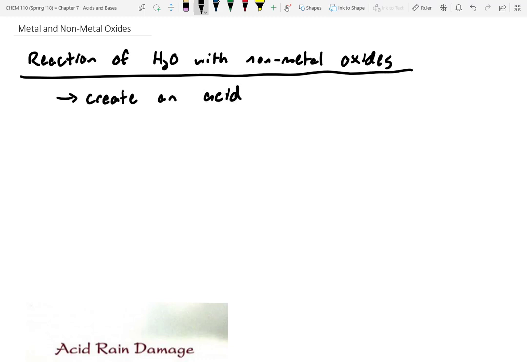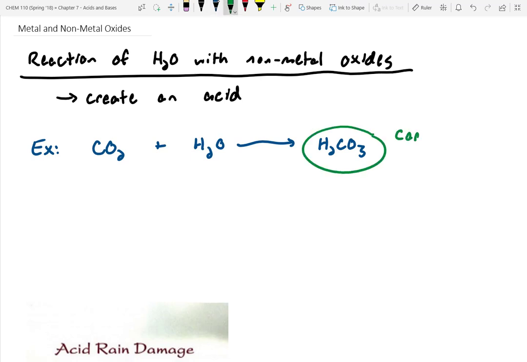So I'll show you a couple prime examples in environmental chemistry. The first one is CO2, that's carbon dioxide. If you mix carbon dioxide with water, what you're going to end up creating is H2CO3. This is carbonic acid.